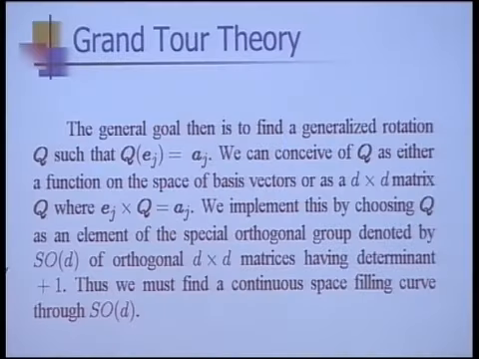So what we want to do is to find a general rotation Q such that Q will map E_j into A_j. We can conceive of Q as either a function on the space of basis vectors, or more interestingly, as a D by D matrix, where E multiplied by matrix Q gives us the rotated coordinate axes. To do that, we want to think of Q as an element of the special orthogonal group SO(D), where we're looking at D by D orthogonal matrices having determinant +1.